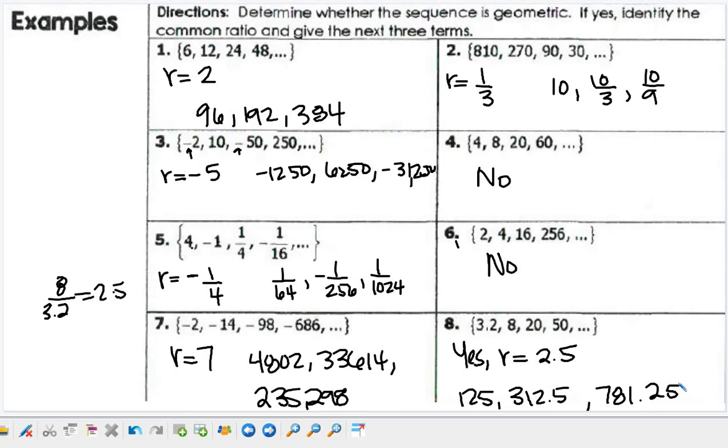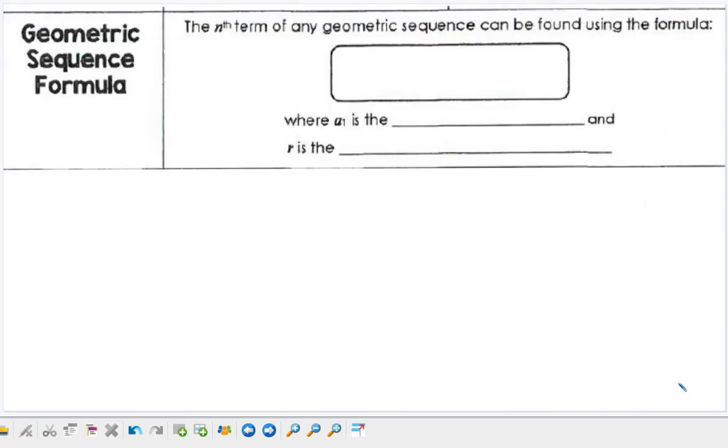So just like the arithmetic sequence, the geometric has a formula. So the nth term, and it is explicit, which means that if I want the 10th term, then I plug in 10. The nth term of any geometric sequence can be found using the formula a sub n is equal to the first term, a sub 1, times the common ratio r to the n minus 1, where a sub 1 is, like I said, the first term, and r is the common ratio.